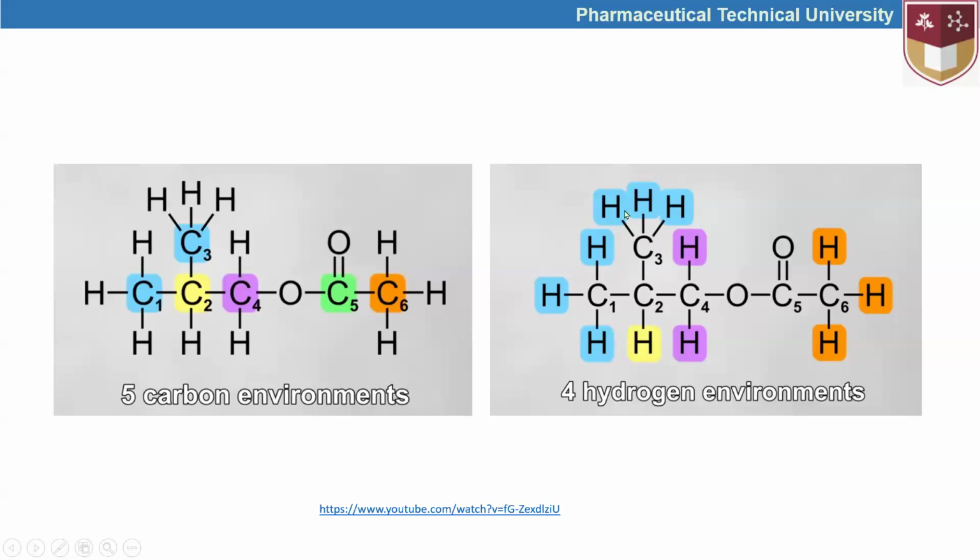And this compound, the same compound, has 4 different hydrogen environments. These 6 hydrogens belong to the same category, because both belong to methyl groups linked to another carbon. This is another hydrogen environment, and these 2 hydrogens belong to another hydrogen environment. These 3 hydrogens belong to yet another hydrogen environment, because they differ from the others, as this methyl group is linked to another carbon which is part of a carbonyl group.